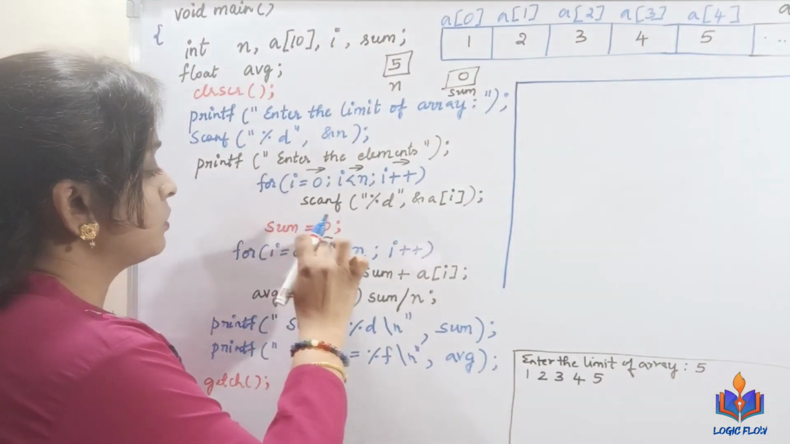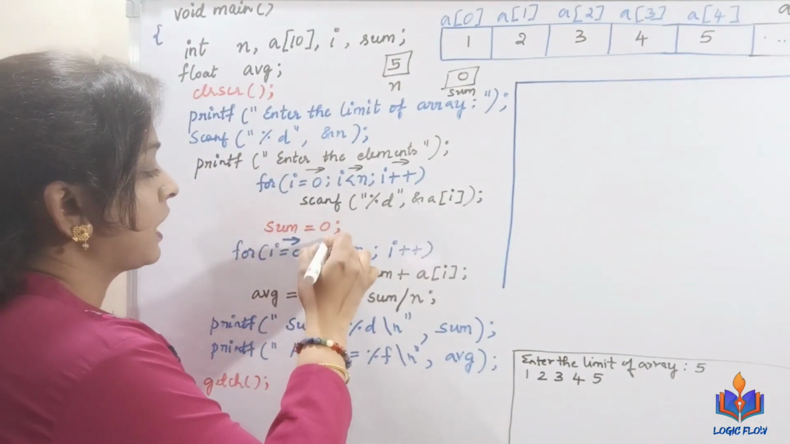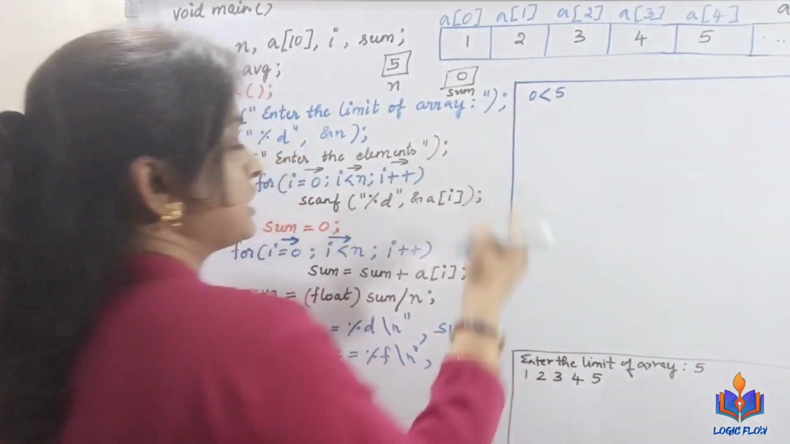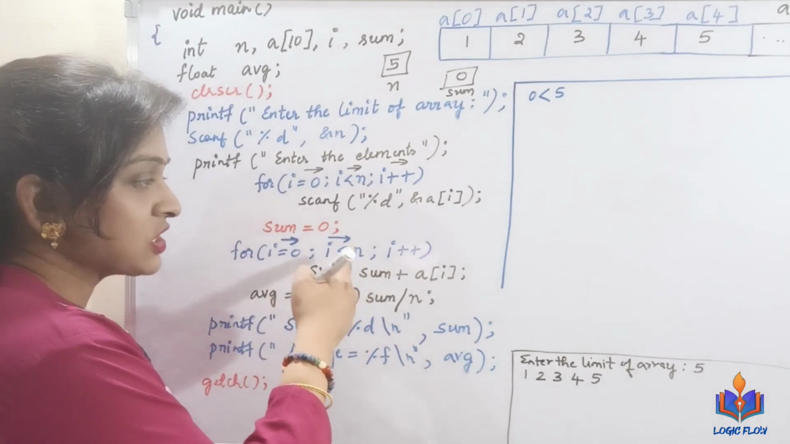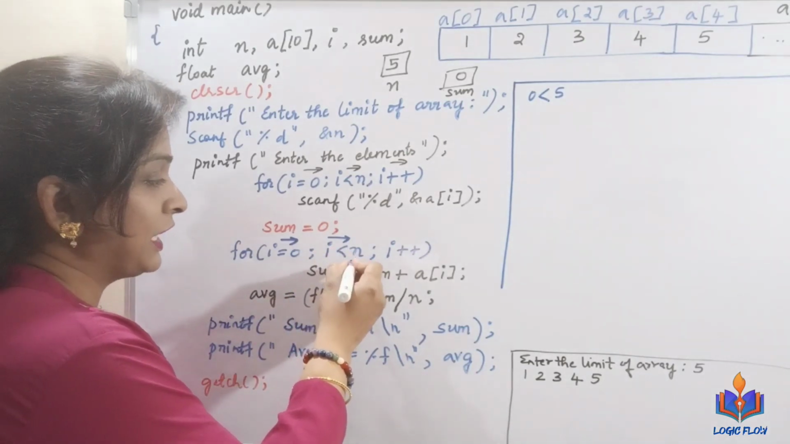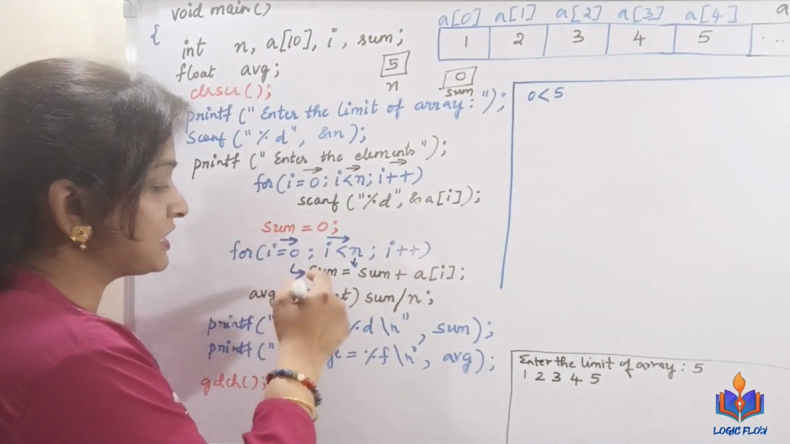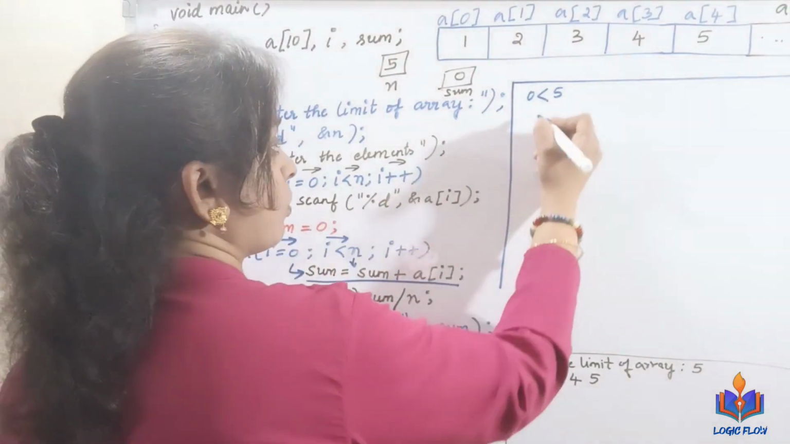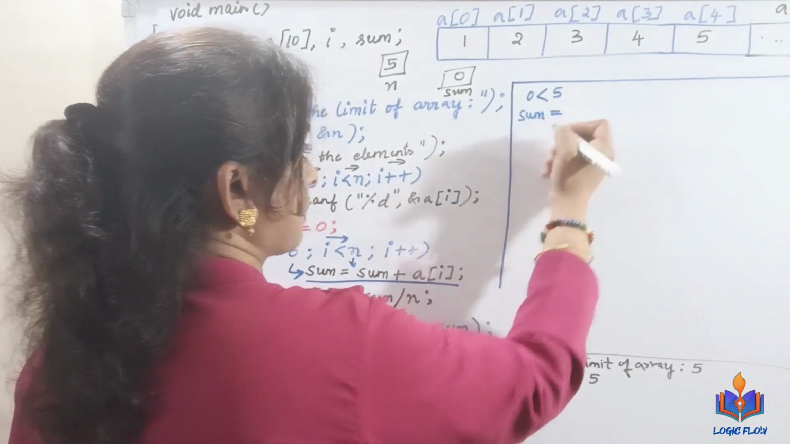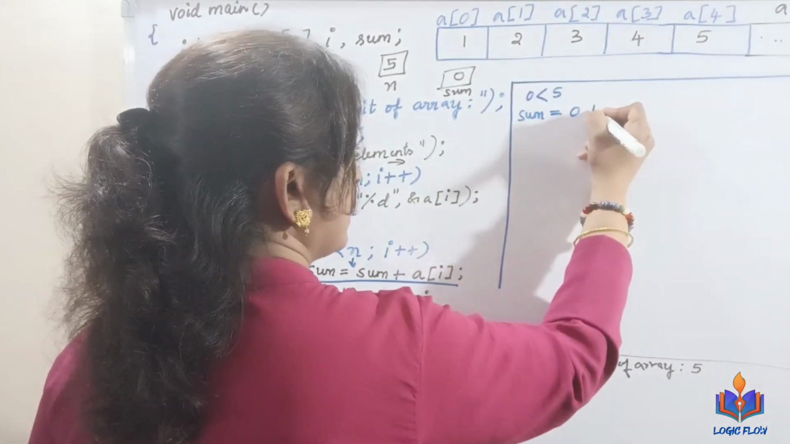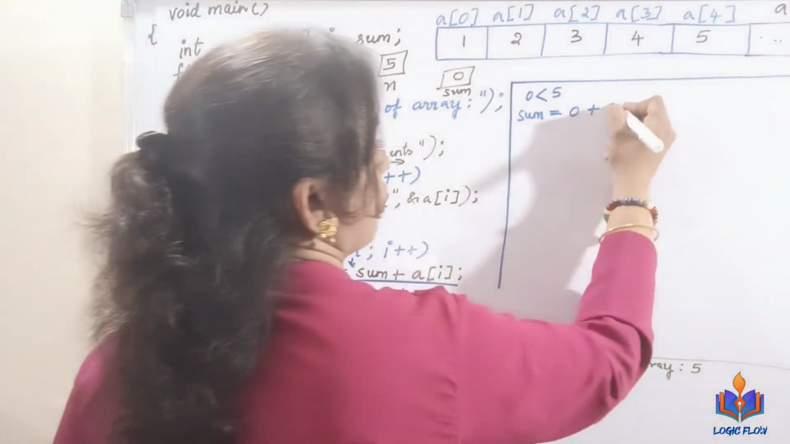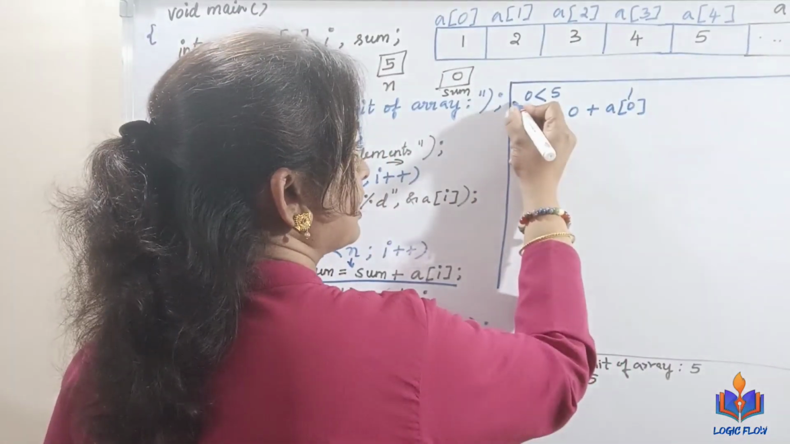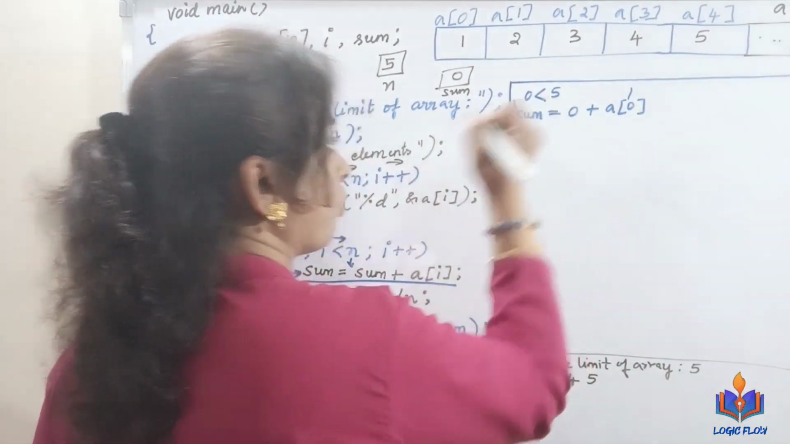i equal to 0, then i less than n. 0 less than n means 5. 0 less than 5? Yes, the condition is evaluated as true. Then I need to execute this immediate statement. Only this statement gets executed. It says sum equal to sum plus a of i. The initial value of sum is 0, plus a of i. a of i means a of 0. So what is a of 0? It is 1. 0 plus 1, it is 1. So my sum value is 1.